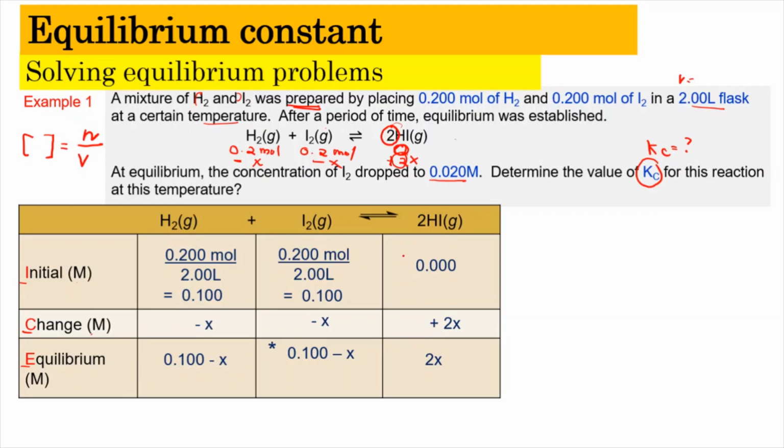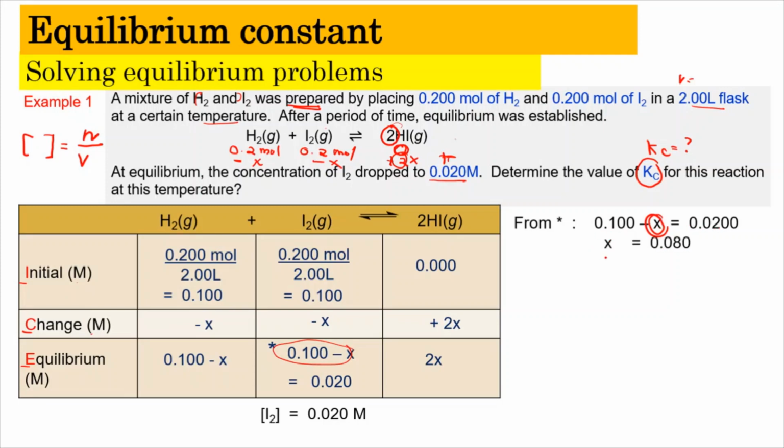Okay. And from the question here, it was stated that at equilibrium, the concentration of iodine is 0.02 molar. So you know that this is equal to 0.02. So you get the idea that you can find the value of x. So 0.1 minus x is equal to 0.02. Once you do the maths, you're going to get the value of x to be 0.08.